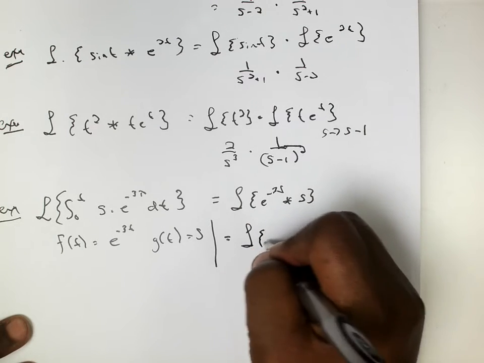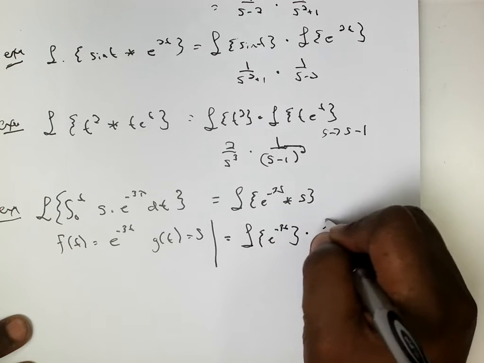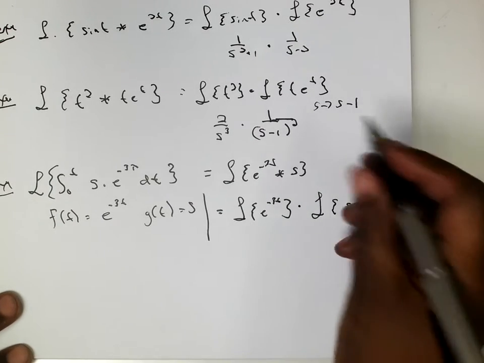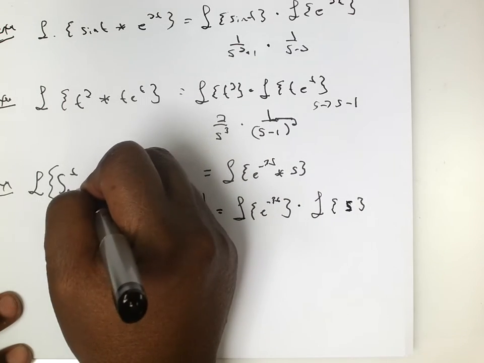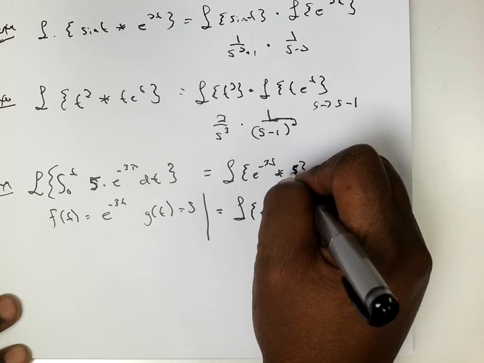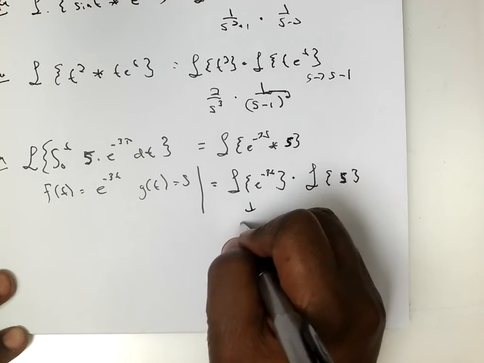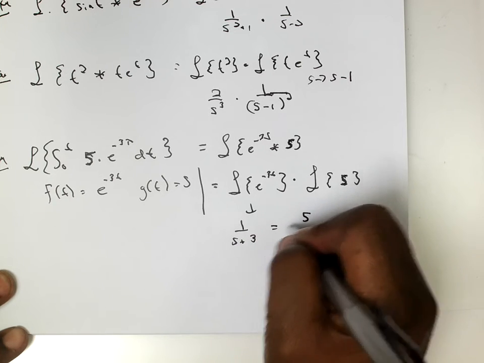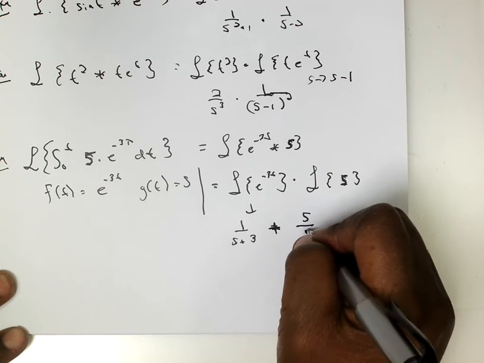So the Laplace of e to the negative 3t times, oh, 5, I'm sorry. See, I'm going back, messing up my s's and 5s. This was a 5, not an s. So this gives me 1 over s plus 3, and this gives me 5 over s.